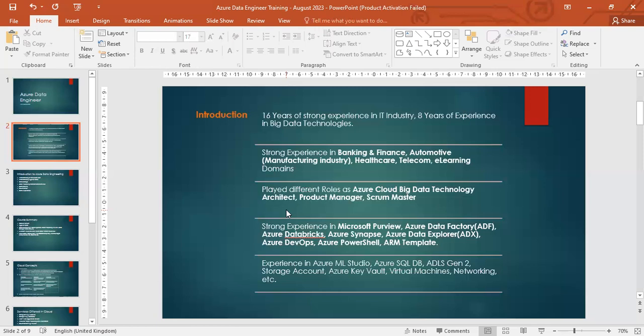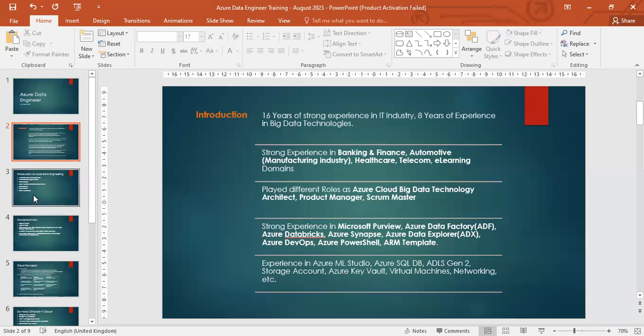The other services, as we can see here, include Azure SQL DB; I have worked on Azure Data Lake Storage Gen2, the storage account. For encryption, I have worked on Azure Key Vault, and on the compute side, I have worked on virtual machines. I also have experience in networking, how VNets or subnets work, and how connectivity between the various VNets or subnets needs to be configured. I have that practical experience.